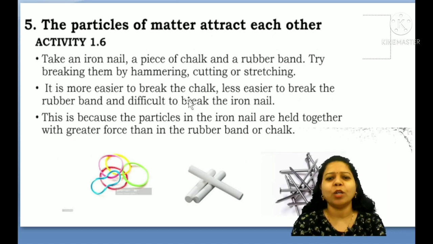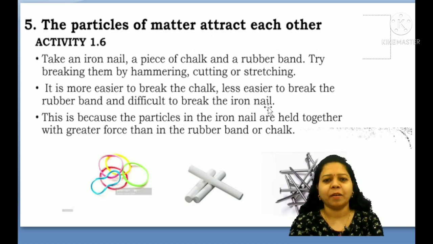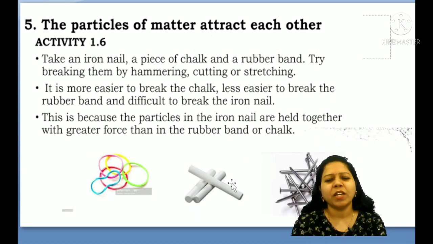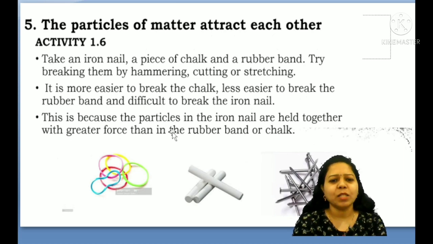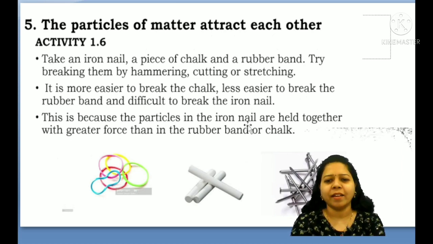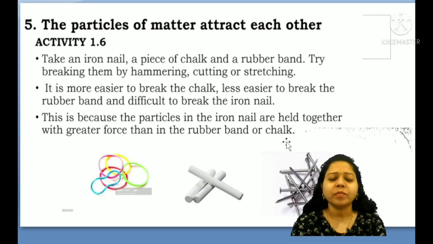It is easier to break the chalk, less easy to break the rubber band and difficult to break the iron nail. Now we know that it is very easy to break the chalk than the rubber, and the iron nail is difficult to break. This is because the particles in the iron nail are held together with greater force than in the rubber band or chalk.